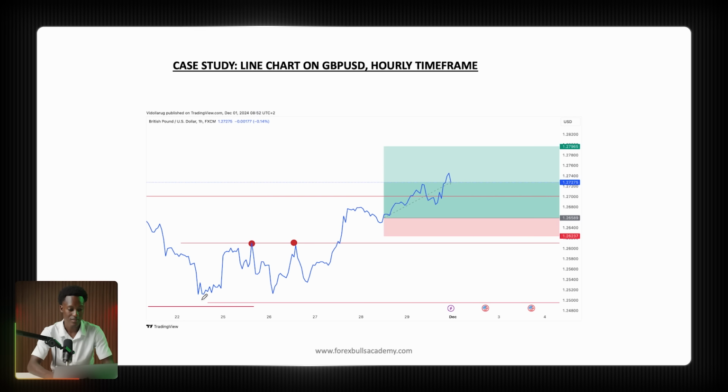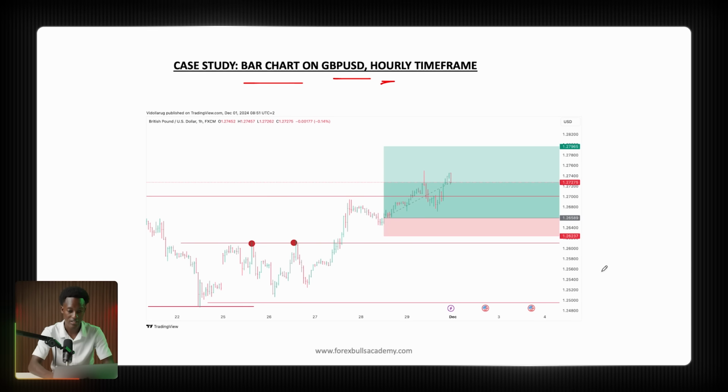Now a line chart is just a line graph, as you can see. It just shows you how the price is moving. This side is the price, and down here is time. Same thing with the bar chart: this is the price, and down here is the time.